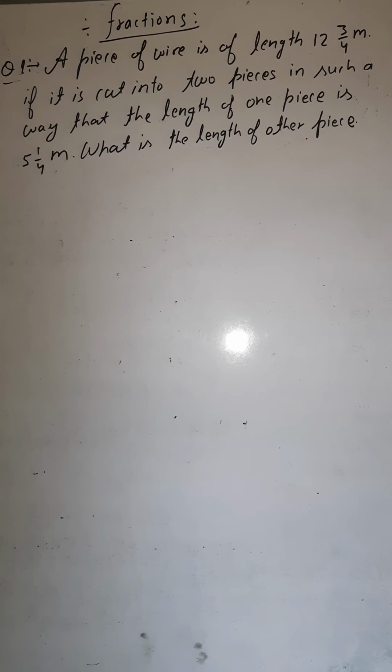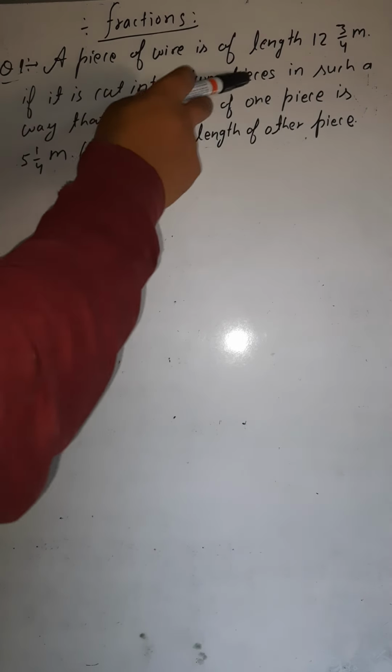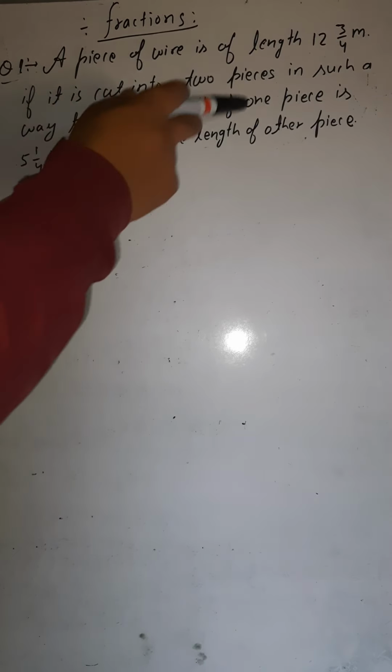So hello dear students, now we have a new question here. The question is: a piece of wire is of length 12 whole 3 by 4 meter. If it is cut into two pieces in such a way that the length of one piece is 5 whole 1 by 4 meter, what is the length of the other piece?